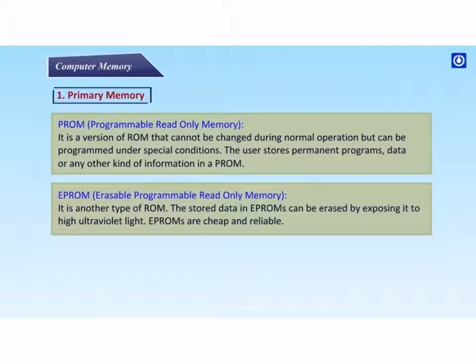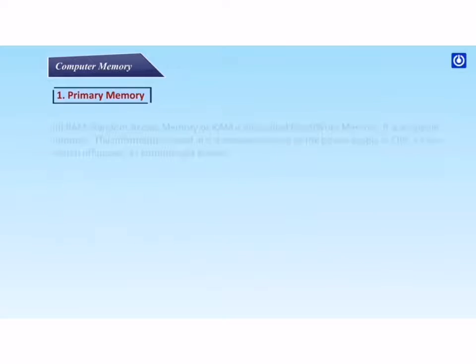EPROM, erasable programmable read-only memory. It is another type of ROM. The data stored in EPROMs can be erased by exposing it to high ultraviolet light. EPROMs are cheap and reliable.